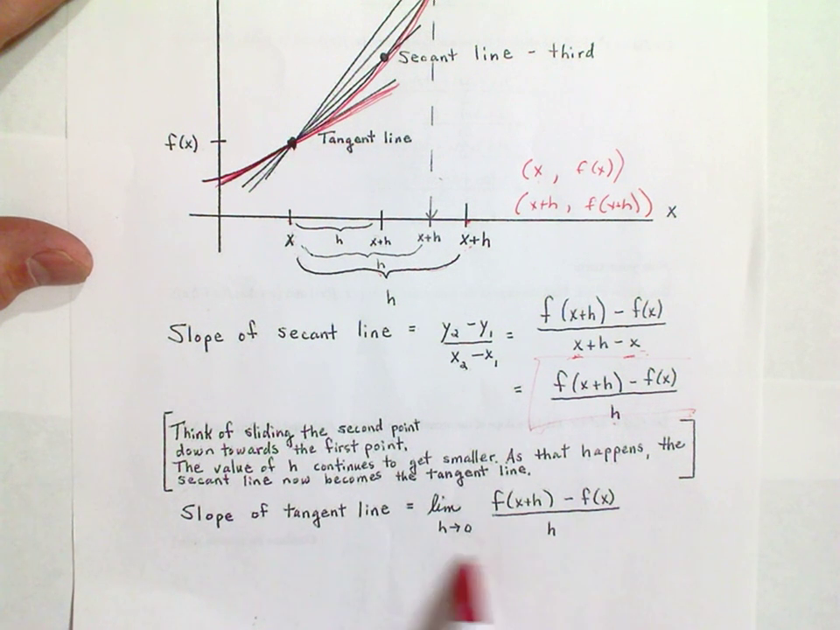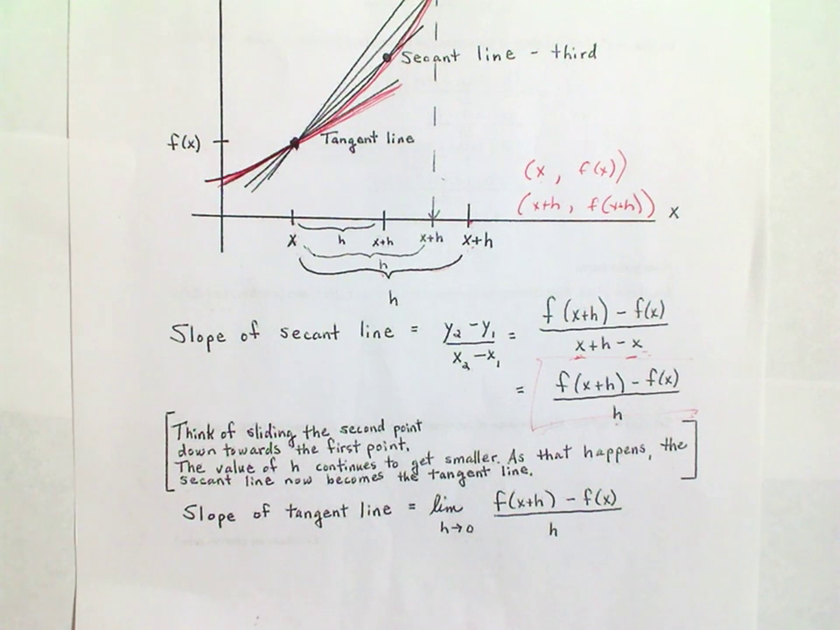So this is the formula that's going to find the slope of the tangent line.